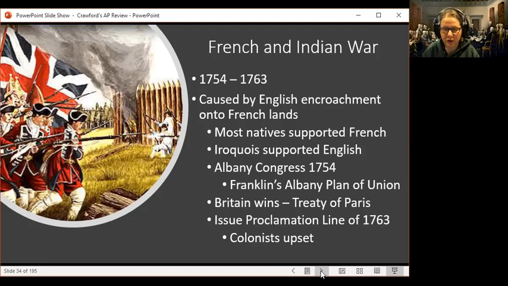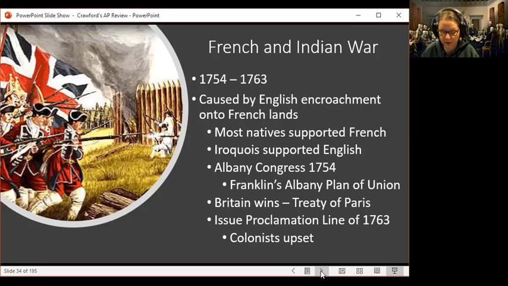So then we have the Treaty of Paris. This war removes the French. In the end, the British do win, but this war removes the French from North America, except for Canada, but pretty much removes them from North America. And this is a power shift in favor of the British.